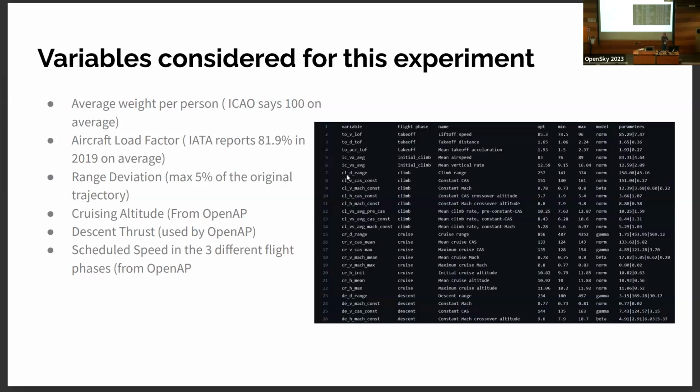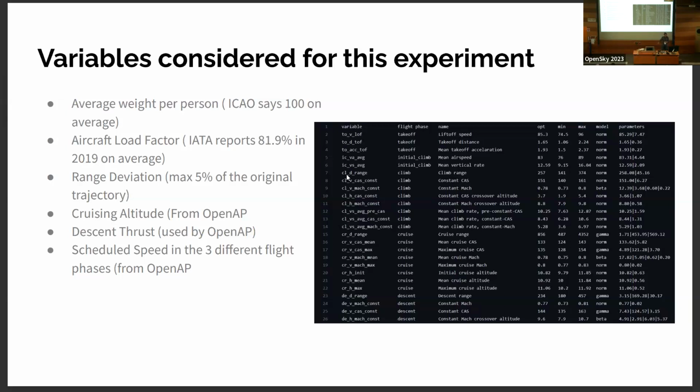So you saw just before the range of the flights that we generated, and we added a 5% deviation from the original trajectory. So sometimes it was, more or less, 5%. This is supposed to recreate some modification of the trajectory that is made, for example, for a meteorological reason. So we wanted to check if this range deviation would have a huge impact compared to the others on the fuel consumption.